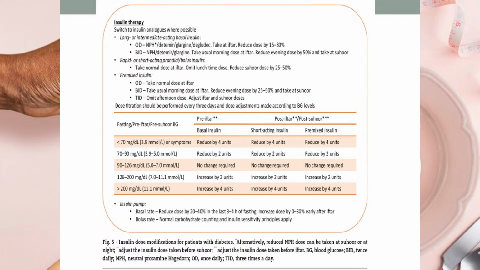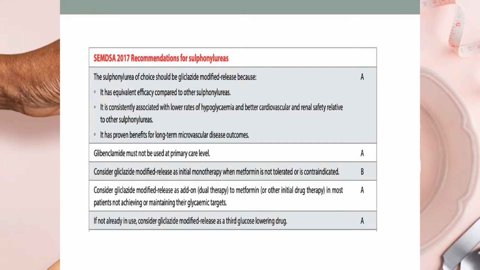This is a short recommendation from the South African Endocrine, Metabolic and Diabetes Society 2017 recommendations, which emphasize that the sulfonylurea of choice should be gliclazide modified release because of its proven efficacy relative to other sulfonylureas, and it has consistently been associated with a low risk of hypoglycemia and a better cardiovascular and renal profile. Glibenclamide must not be used at the primary level. I've stopped using glibenclamide. And consider gliclazide modified release as initial monotherapy when metformin is not tolerated or is contraindicated.